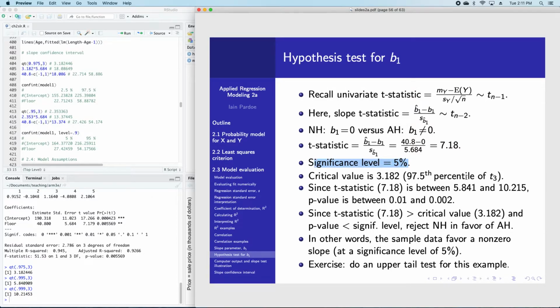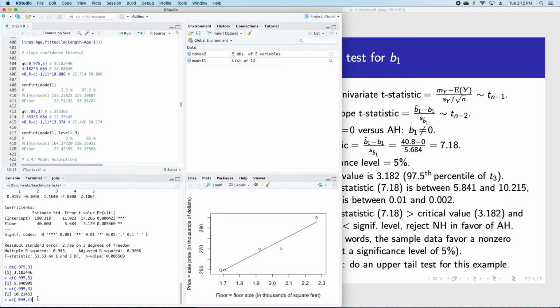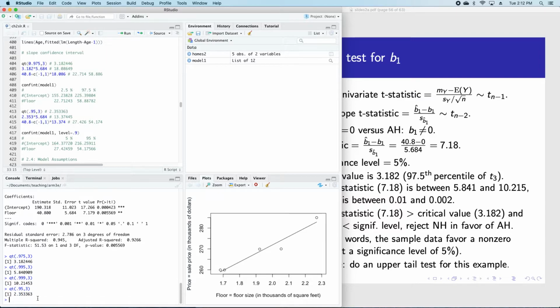How would things change if I was to do an upper tail test using that same significance level? So suppose I came into this thinking that there's probably a positive linear relationship between sale price and floor size. So I'm going to do an upper tail test. Well, the test statistic is the same. Significance level is the same. Critical value now, because I'm doing an upper tail test, I want the 95th percentile of that t-distribution. So that's 2.353.